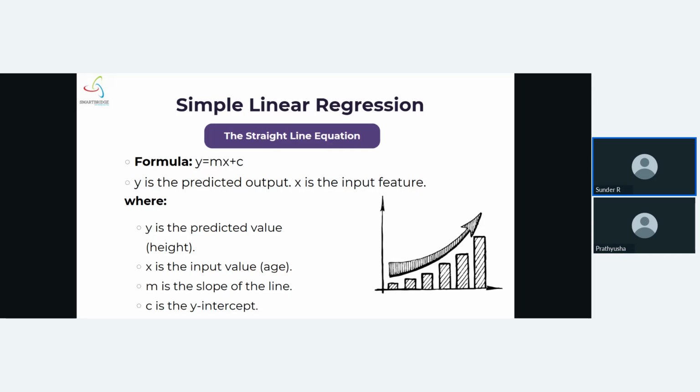What does m mean? With m, we will be able to find the slope. What does the slope mean? For each value of x, how much change do you see in y? To find that, we have the m value. Next, we have c. What does c mean? It is the y-intercept. The y-intercept means the value of y when x is equal to 0. So when x is 0, what is the value of y?